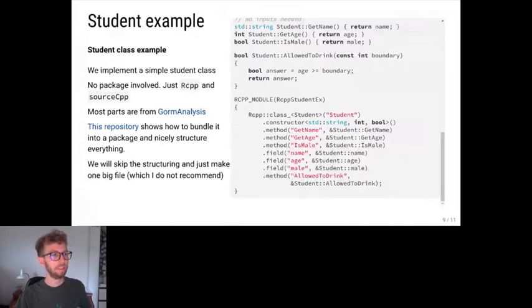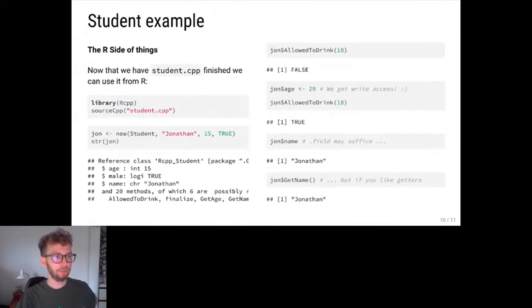Okay, and now quickly to the R side, we load Rcpp. We call sourceCpp and source this C++ file, which we had earlier, and then we can create a new instance of this class by just calling new. So we want a new object of the student class, and we give those inputs to the constructor. So we want to create an instance of the student class with name Jonathan, age 15, and male is true. We can call str on this to get a little bit of info about the structure.